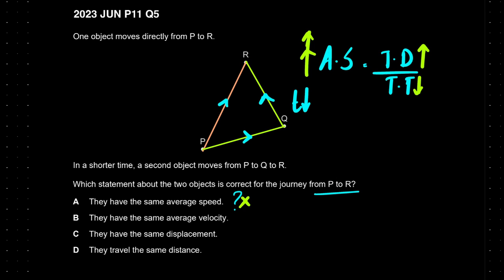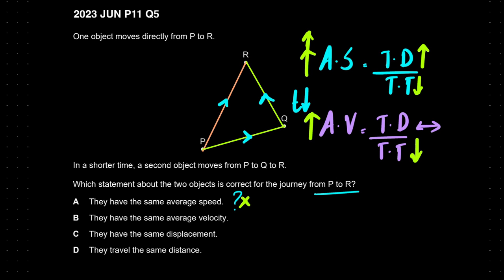Do they have the same average velocity? Now, with the average velocity, the formula is different in that this is total displacement over total time. So I know that the displacements are the same, but again, if I'm talking about the green journey, it did take less time, so it would have a greater average velocity. So this is also out. This is correct. They do have the same displacement, but they do not travel the same distance. I mean, it makes sense if you look at the options. It does make sense as to why C is the correct option.